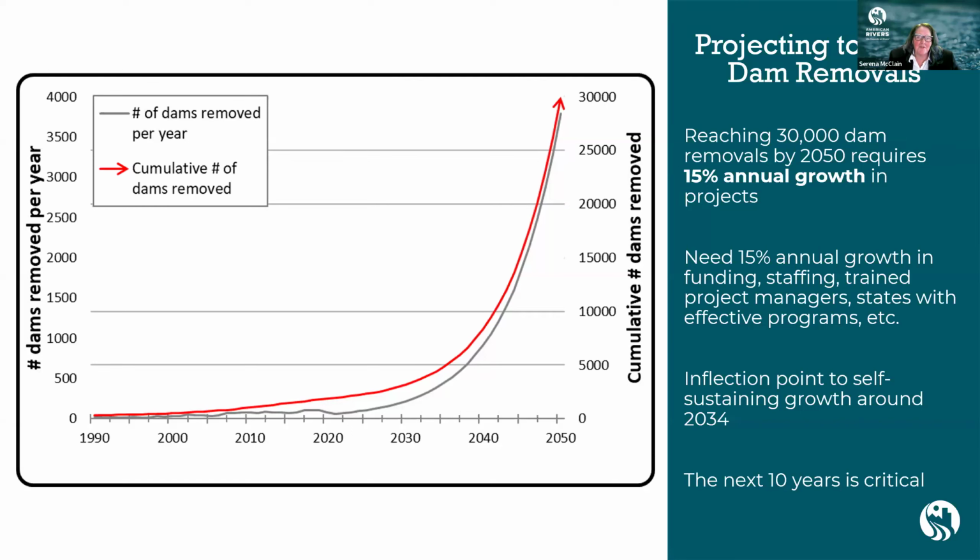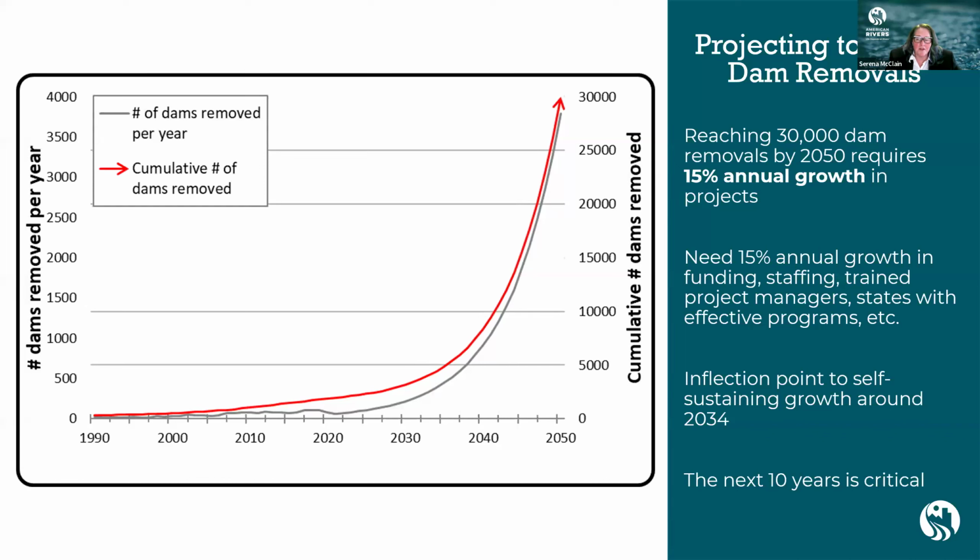We can't just have a 15% increase in the number of dam removal projects being implemented. That won't be possible unless we see an equal increase in funding year to year, an increase in staffing, both with NGO capacity, state agency capacity, and municipal capacity, and we see that same percentage of growth in states that are developing programs for this.